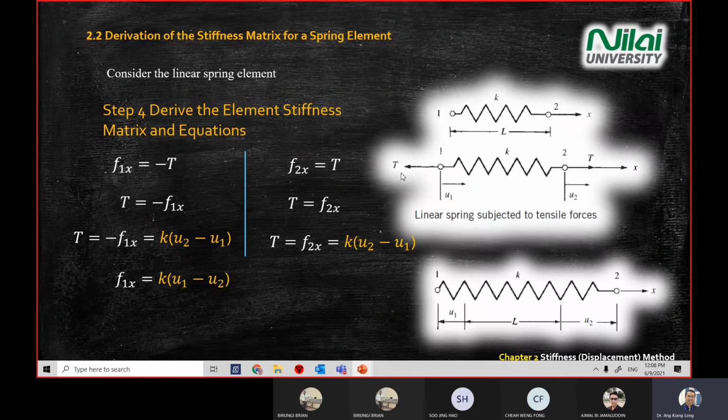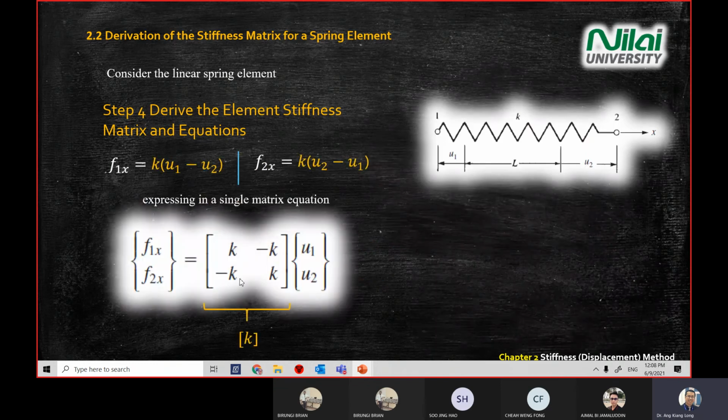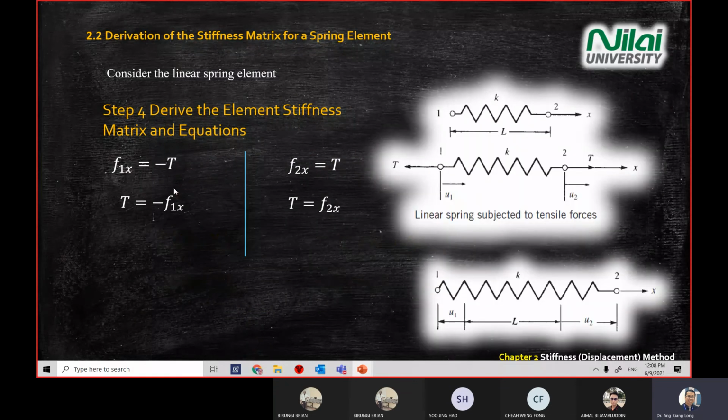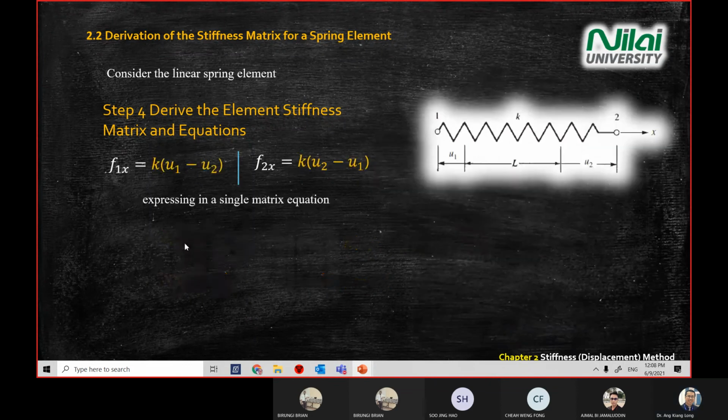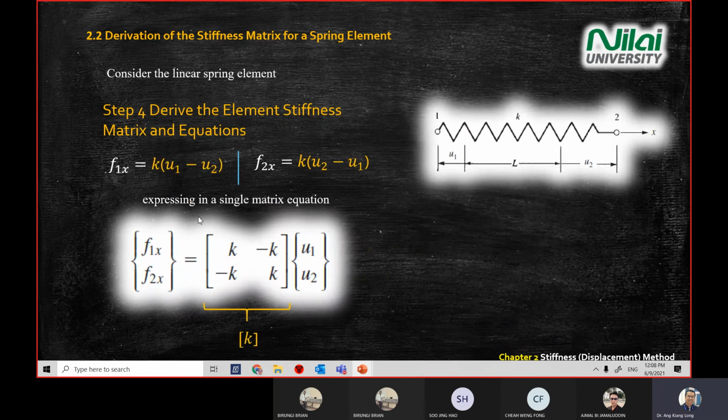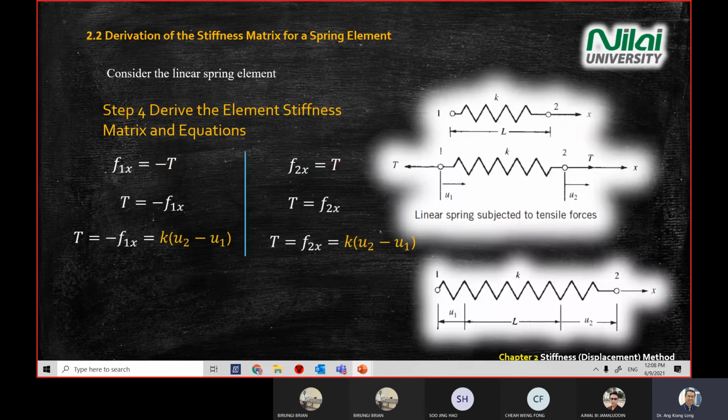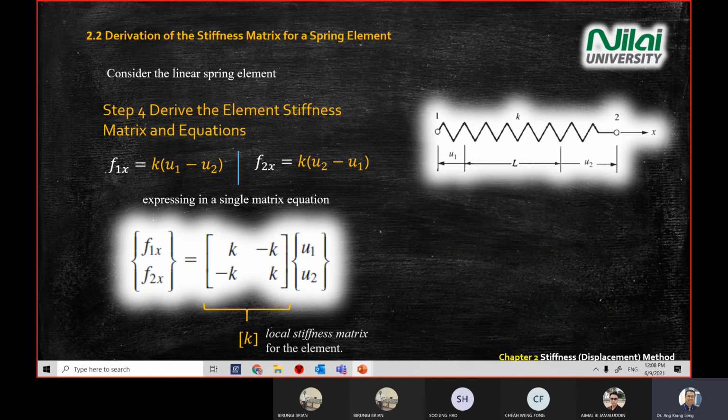What happens if it becomes compressive? What happens if your force is going in? Then you can no longer use this matrix. We have to derive from the equation by following these slides. So you have to start with the force and then you derive. For this module, finite element analysis is the application of what you learned since your first semester until your year 3 modules.